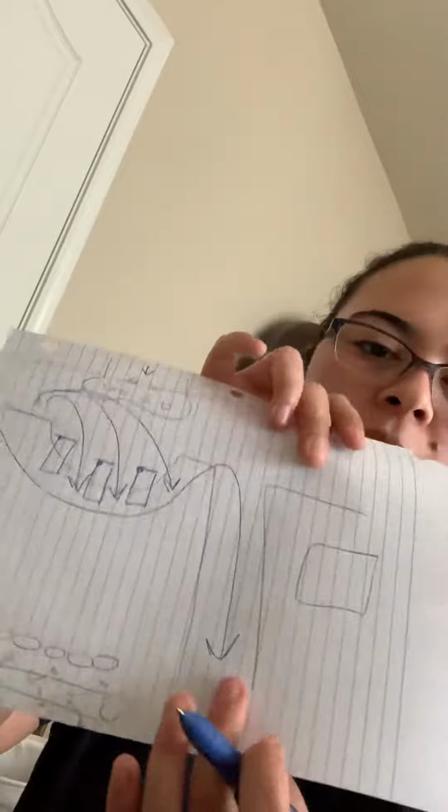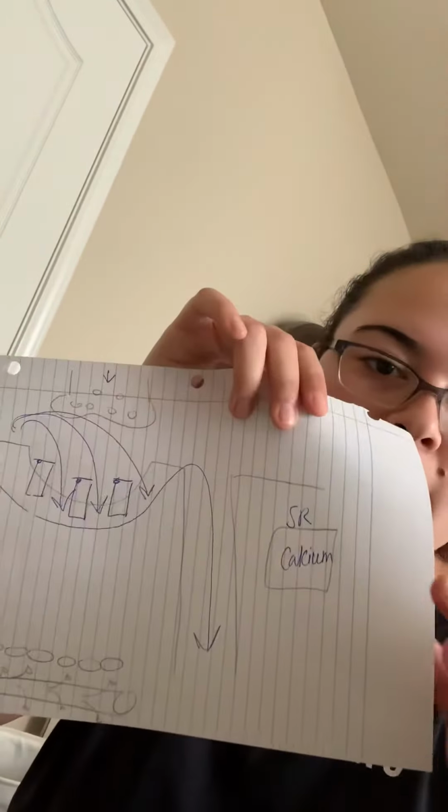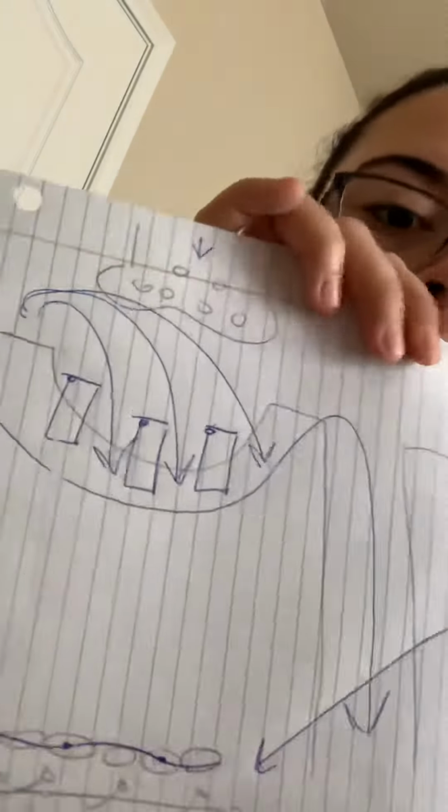The action potential is going to travel down the T tubules. That's then going to activate the sarcoplasmic reticulum. Once it does that, calcium is then going to be released to the actin and myosin filaments. The calcium is going to bind to troponin, which is those dots there, right?